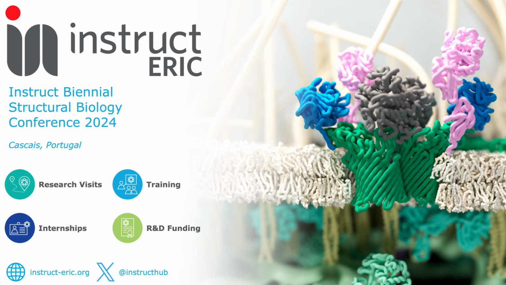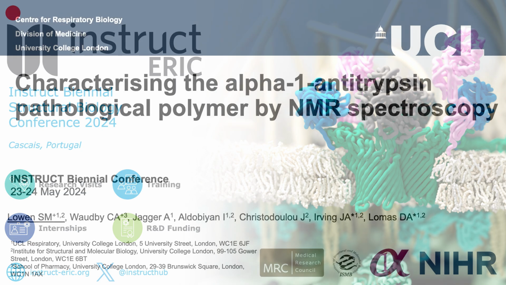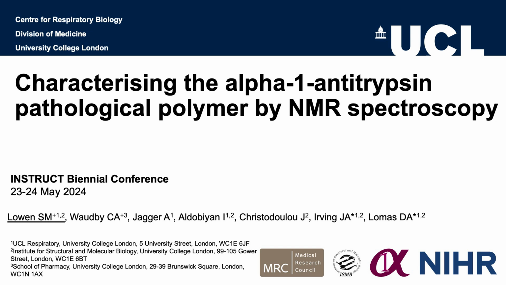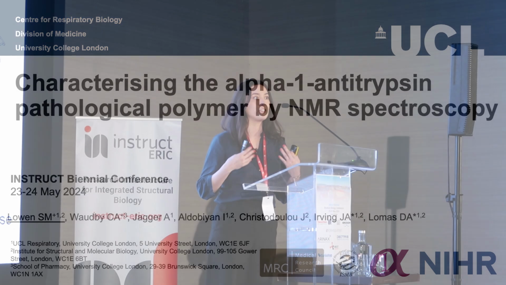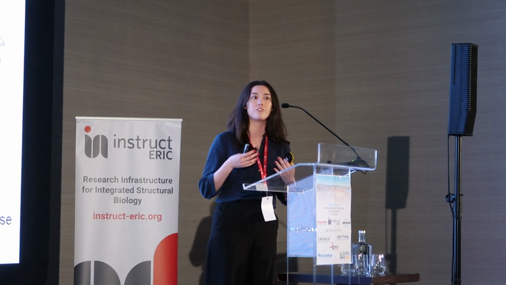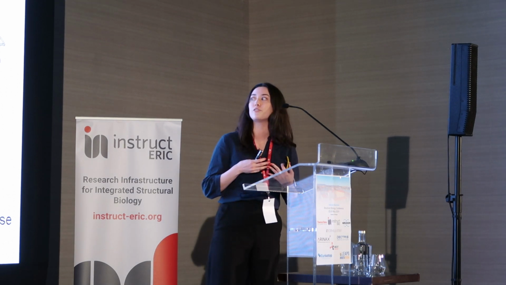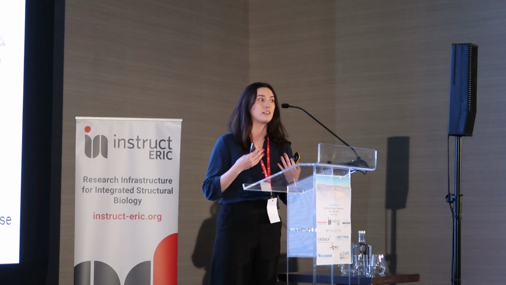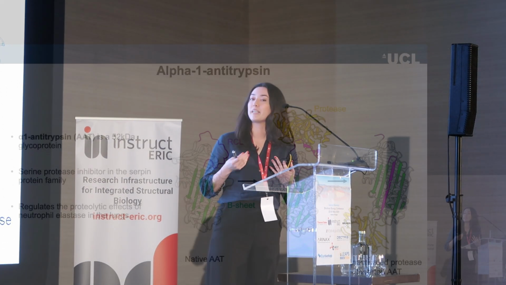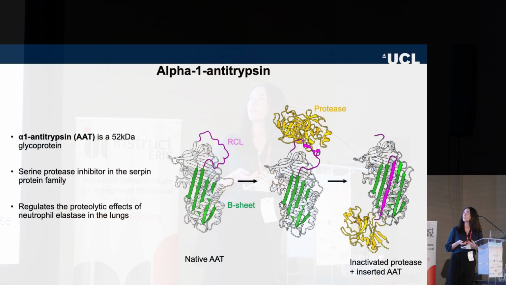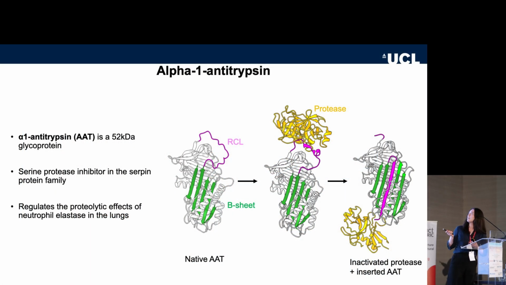Spectroscopy to characterize the pathological polymer of alpha-1 antitrypsin. Alpha-1 antitrypsin is a 52 kilodalton glycoprotein. It circulates in the plasma, and its role is to regulate the proteolytic effects of neutrophil elastase in the lungs during inflammatory events. It's a metastable protein, so it's able to undergo large conformational changes, and that helps with its function.